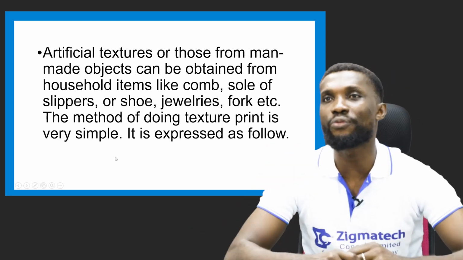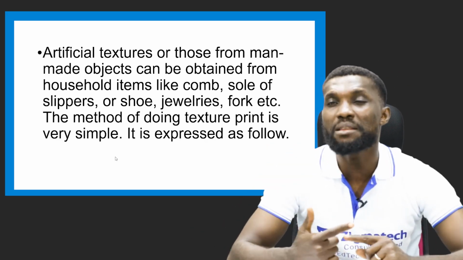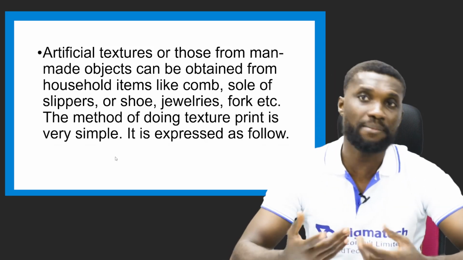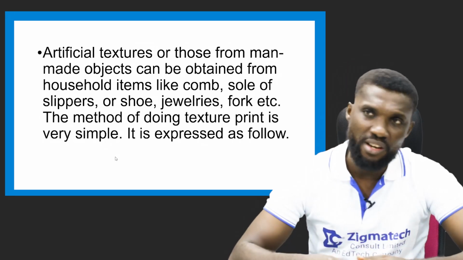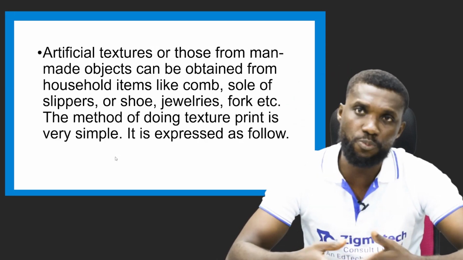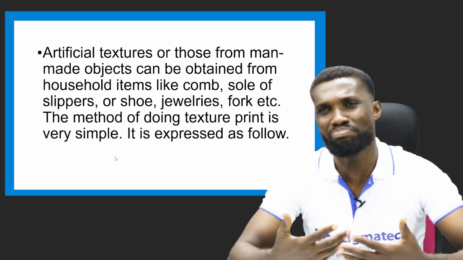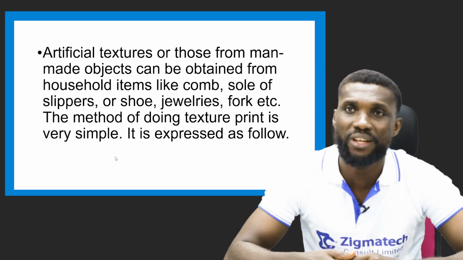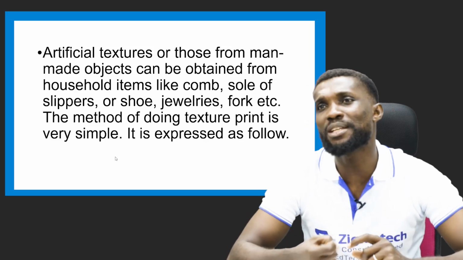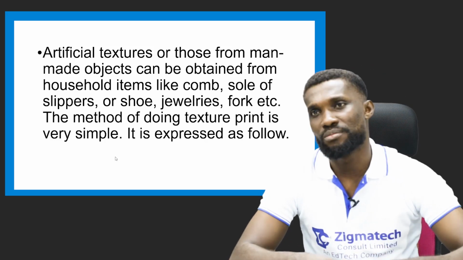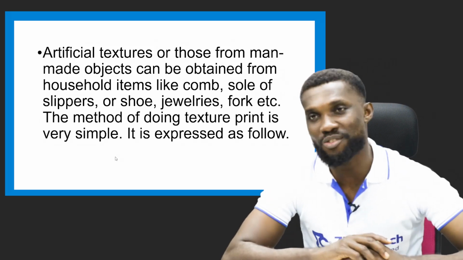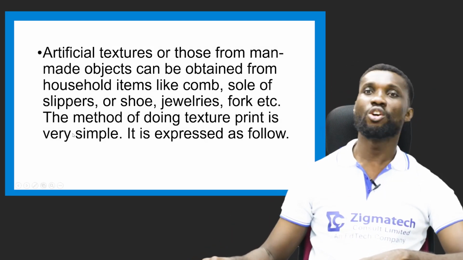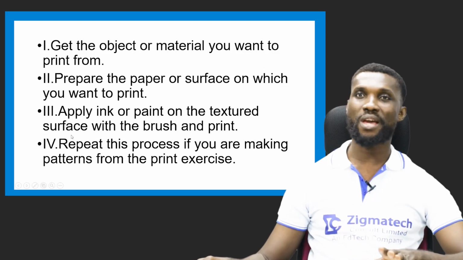Now artificial textural surfaces, or those from man-made objects, can be obtained from household items like a comb, the sole of your slippers or the sole of your shoe, jewel rings, forks, spoons, knife, to mention a few, but they are too numerous to mention. You can eventually use anything or everything as a printing medium. Now the method of doing this textural print is very simple. We are going to express how you can actually do texture printing. I think you can practice this at home, anywhere, any place.